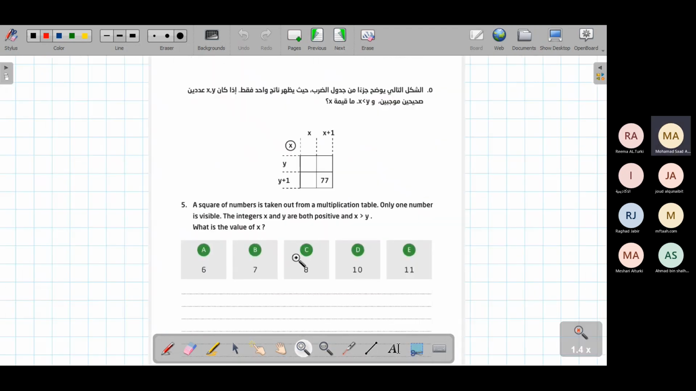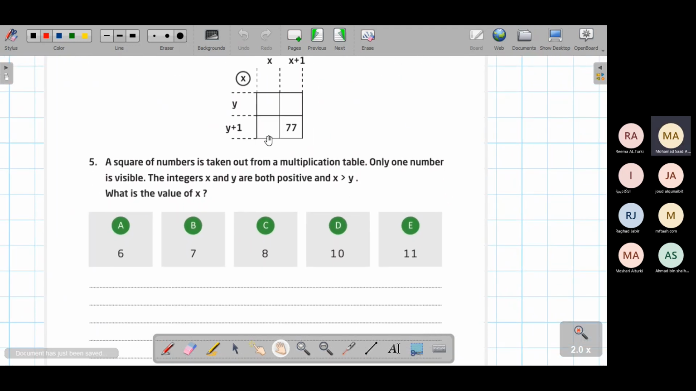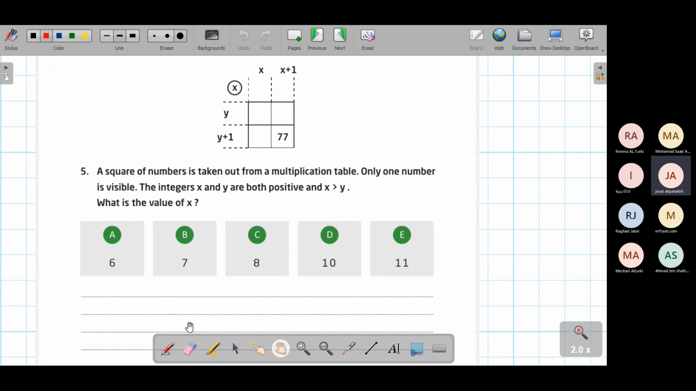Yalla, this is number 4. So, who wants to solve this question? Yalla, come on. Jude, Ragad. Jude, can you start? Okay. A square of numbers is taken out from a multiplication table. Only one number is visible. The integers x and y are both positive, and x is larger than y. What is the value of x?